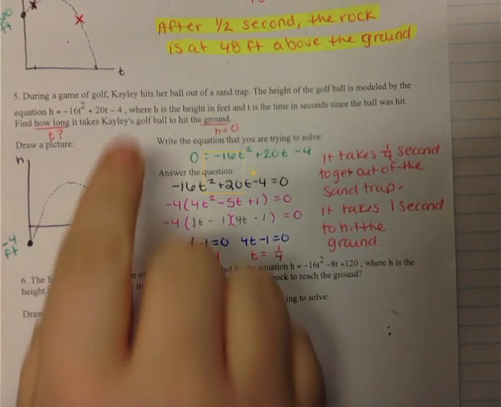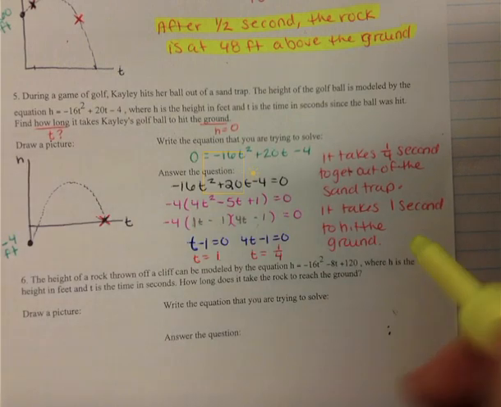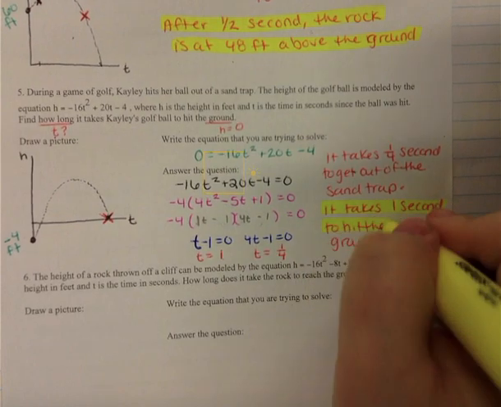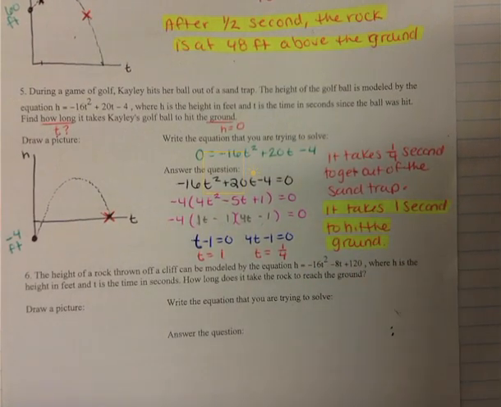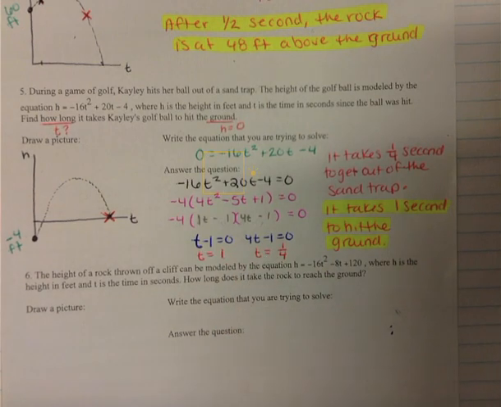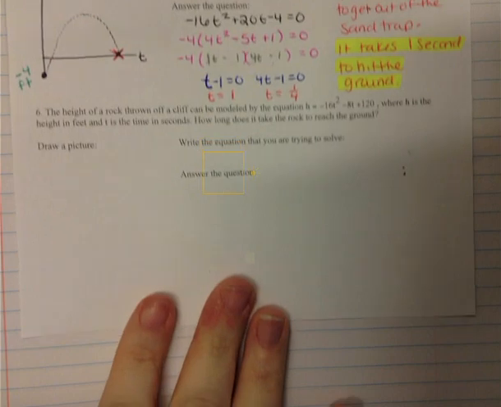So the question was asking when does it hit the ground, so this is the one we want. This is one I'm going to highlight. But to understand what that 1/4 meant, because it was an answer that you had gotten, it will take 1/4 of a second to get out of the sand trap. So it is important to know which question you're answering.